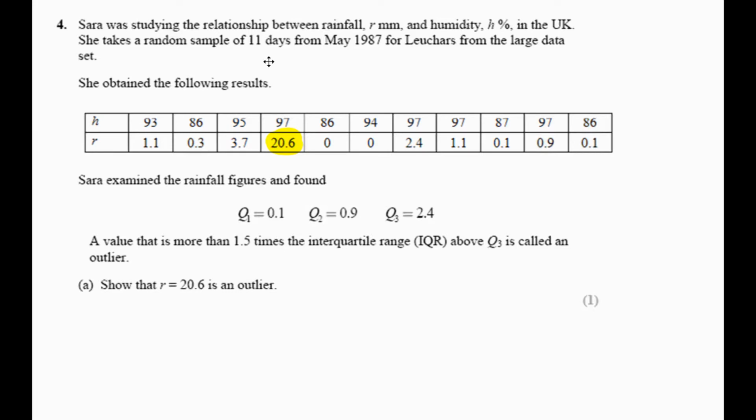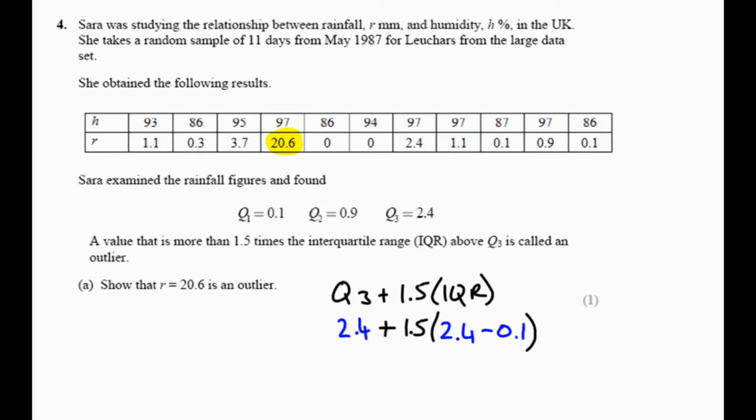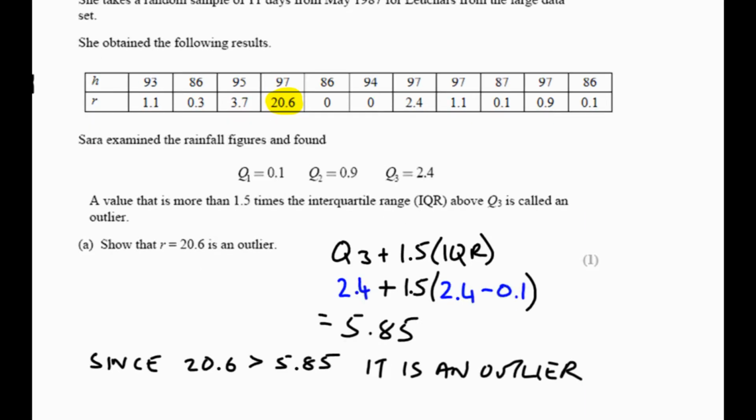Okay. An outlier is anything beyond Q3 plus 1.5 times the interquartile range. So let's find out what that value is. 2.4 is my Q3. The interquartile range I can find by doing 2.4 minus 0.1. And all of that into the calculator equals 5.85. Okay, so is 20.6 an outlier? Well, it's definitely bigger than 5.85. So since 20.6 is greater than 5.85, it is an outlier.